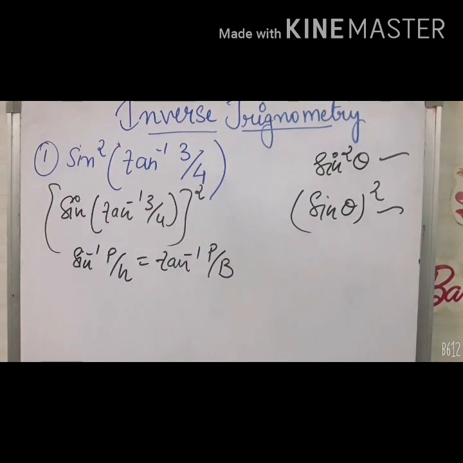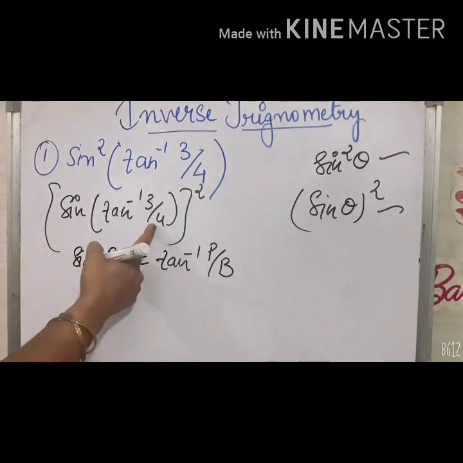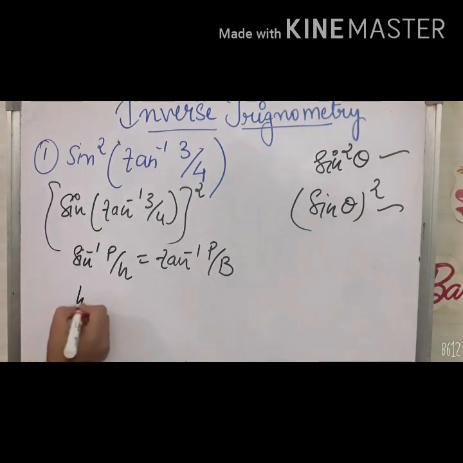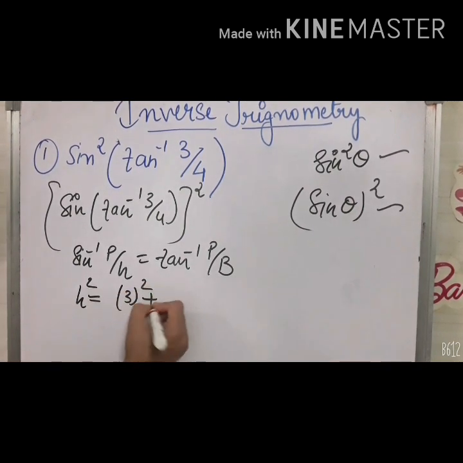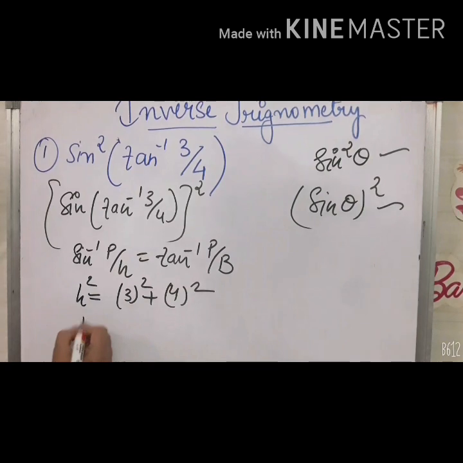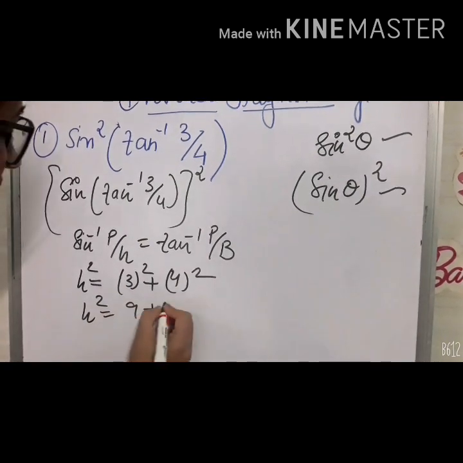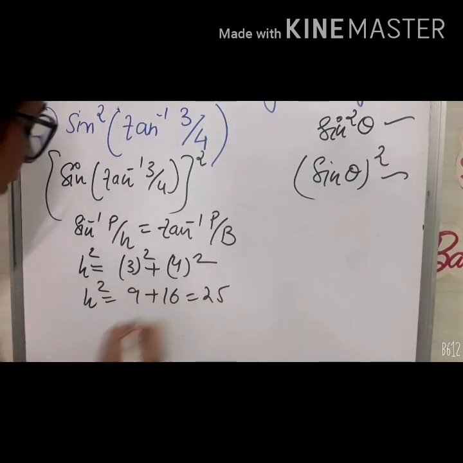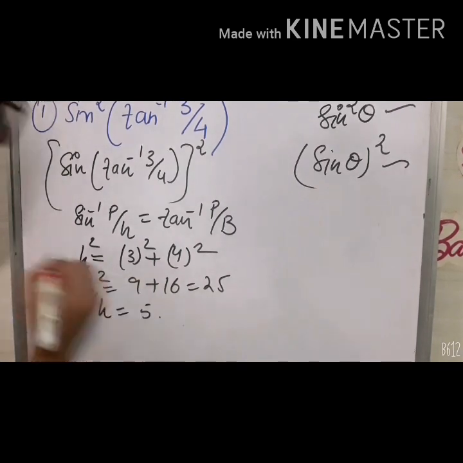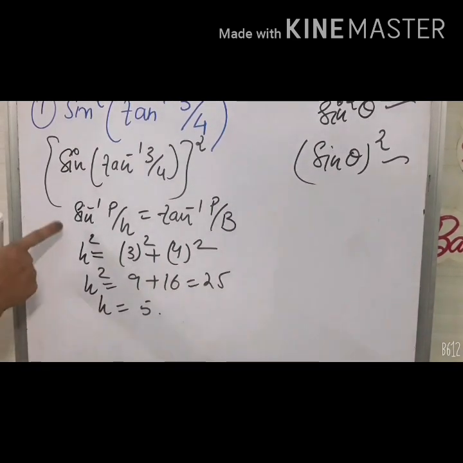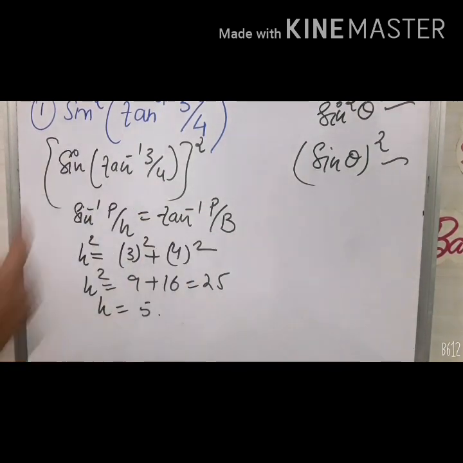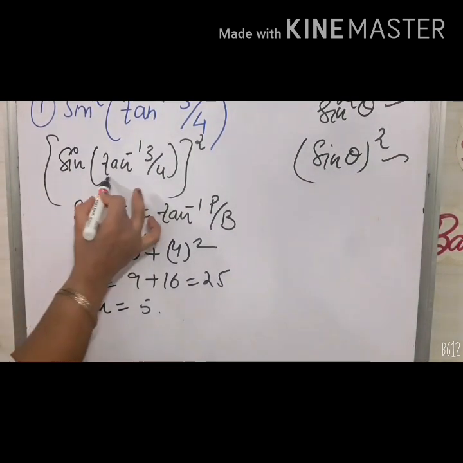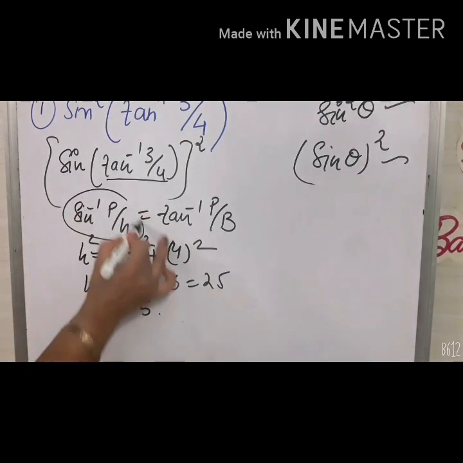Now, this is P and this is B, meaning this is opposite and this is adjacent. By the Pythagoras theorem, h² = 3² + 4², that becomes 9 + 16 = 25, and h = 5. Now, I wrote sin⁻¹(P/h) = tan⁻¹(P/B), meaning in place of this, I will put this value.